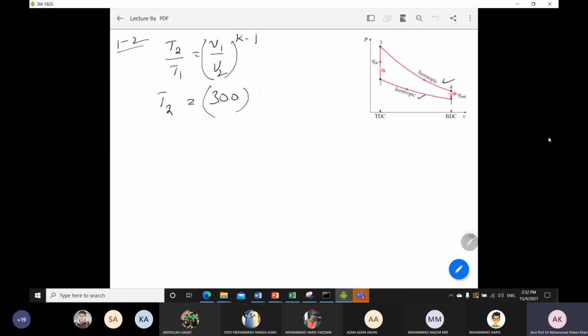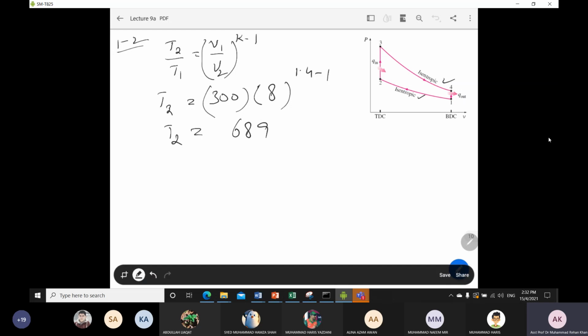300 Kelvin, which is your temperature 1, times your compression ratio, which is 8, to the power k minus 1, where k value is 1.4. Okay, you can just solve it, you will get the value of T2, because we have to find all the temperatures and pressure values for all the states so that we can find the thermal efficiency. So this is 689 Kelvin.